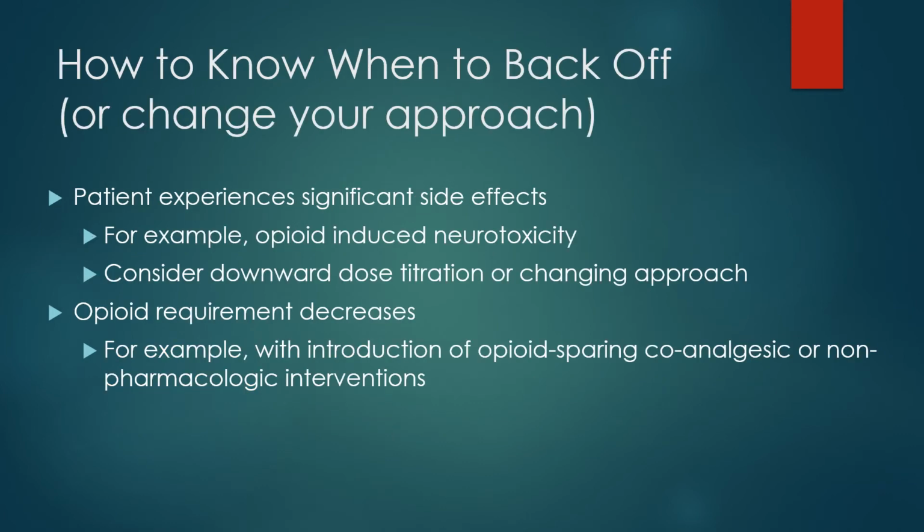How to know when to back off or change your approach. The patient experiences significant side effects, for example, opioid-induced neurotoxicity. You should consider a downward dose titration or changing your approach. The opioid requirement decreases, for example, with introduction of an opioid-sparing coanalgesic or non-pharmacologic interventions like radiation.